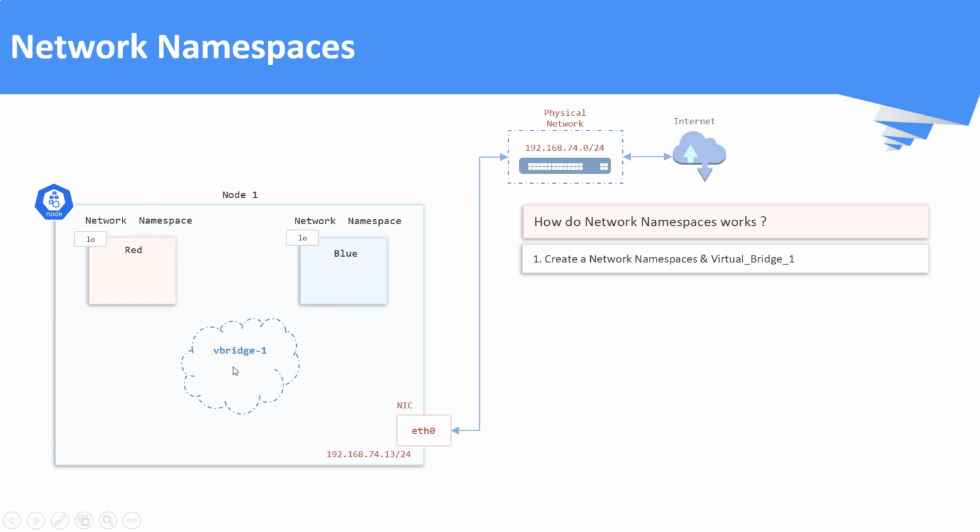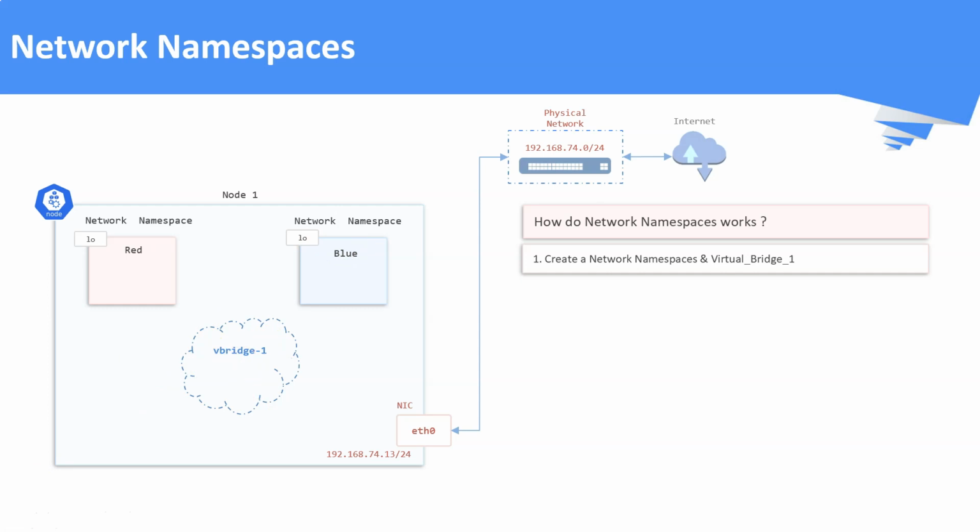By default, the network namespace has its own loopback interface. So in this picture, we have created a red namespace and a blue namespace. Here the virtual bridge is vbridge-1.